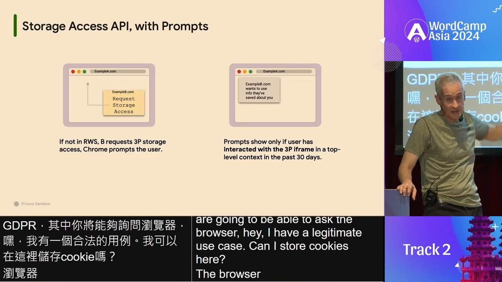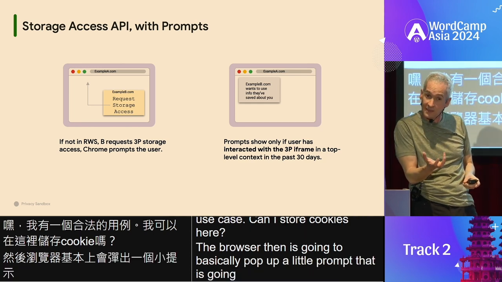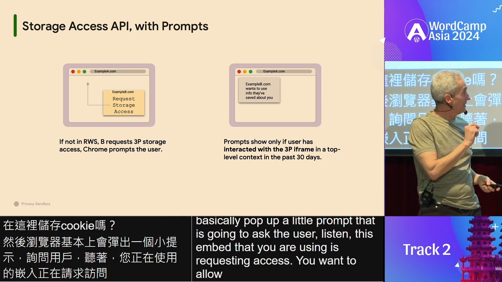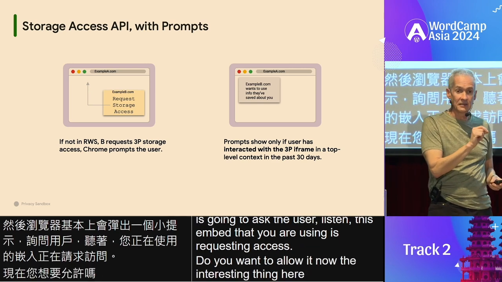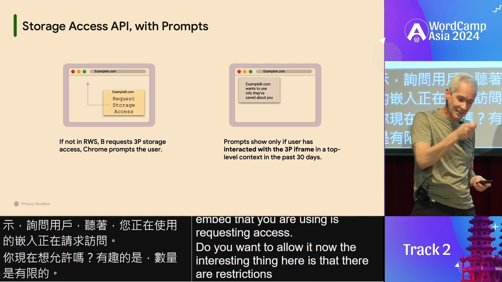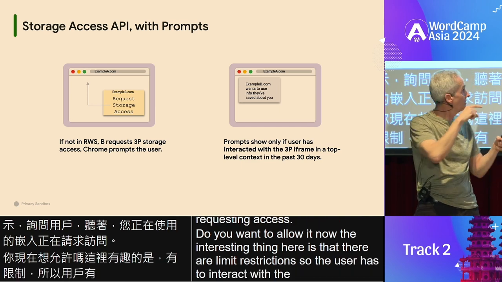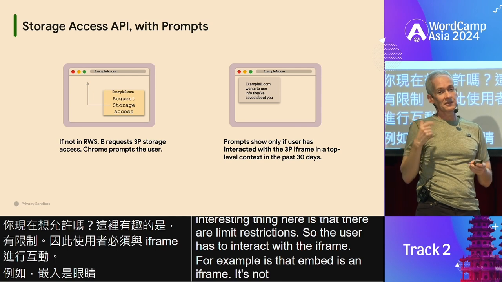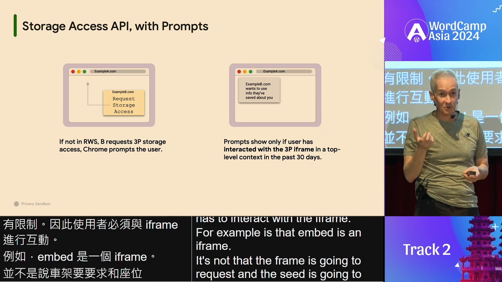pop up a little prompt that is going to ask the user, listen, this embed that you are using is requesting access. Do you want to allow it? Now, the interesting thing here is that there are restrictions. The user has to interact with the iframe. For example, if that embed is an iframe, it's not that the frame is going to request and that's it, it's going to be a prompt, like a push notification kind of request.